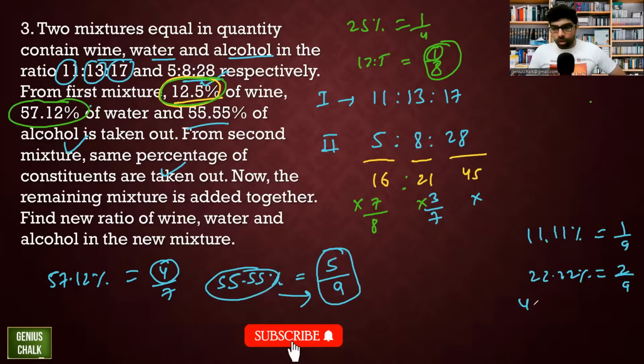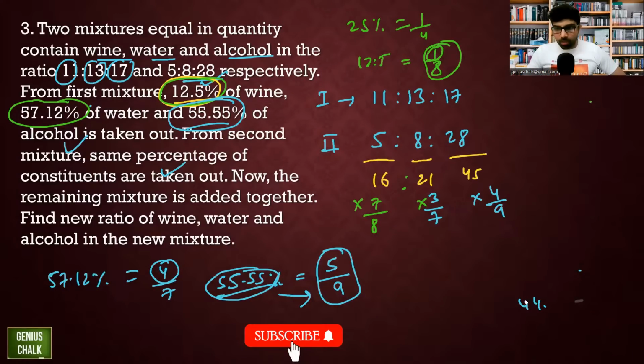33.33, 3 by 9. 44.44, that is 4 by 9. So that's why 55.55 has to be 5 by 9. So if I'm taking 5 by 9 out, that means I'm left with 4 by 9. You must be very clear on these values while using them, because these are typical percentage values. Now we'll try to find out the remaining portion, what is left.